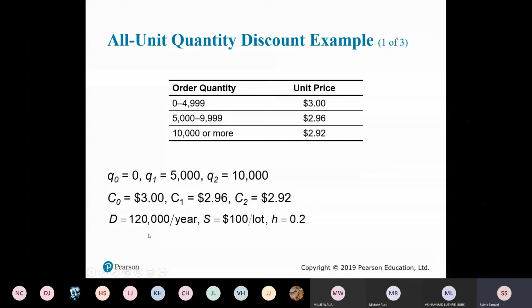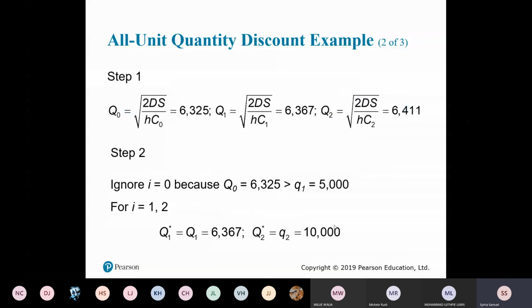The demand per year is still the same, 12,000. And then the cost per lot is $100. The holding cost, H, is 0.2, 20%. So normally to get the holding cost, you need to multiply 0.2 times the price. Okay, remember that. Don't forget. That is the basic formula.